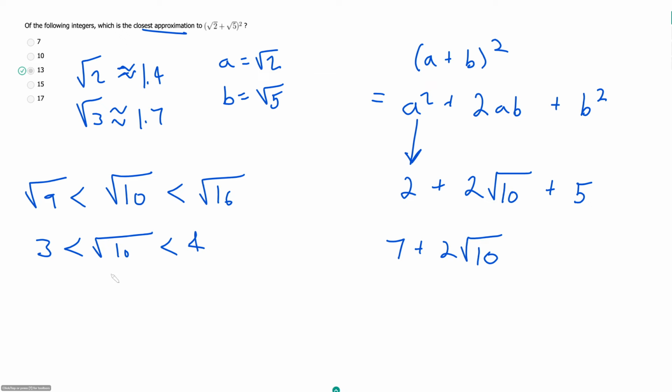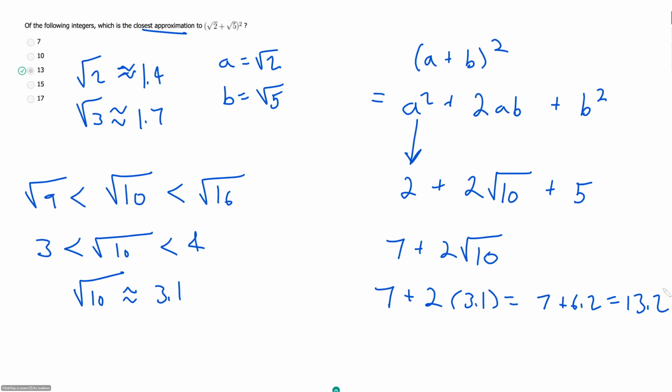And so if I wanted to estimate it, I'll say rad10 is approximately 3.1 should be a good estimate. And hopefully these answer choices are spread out enough that this gets me to the right answer. So 7 plus 2 times 3.1 is just 7 plus 6.2, which is 13.2, which is approximately 13. C.